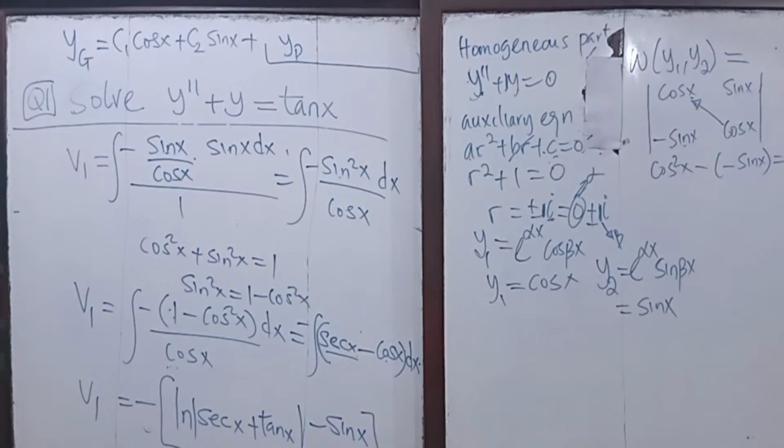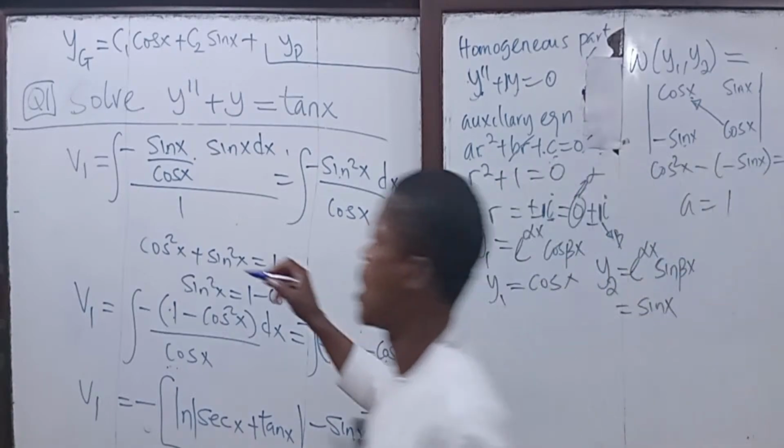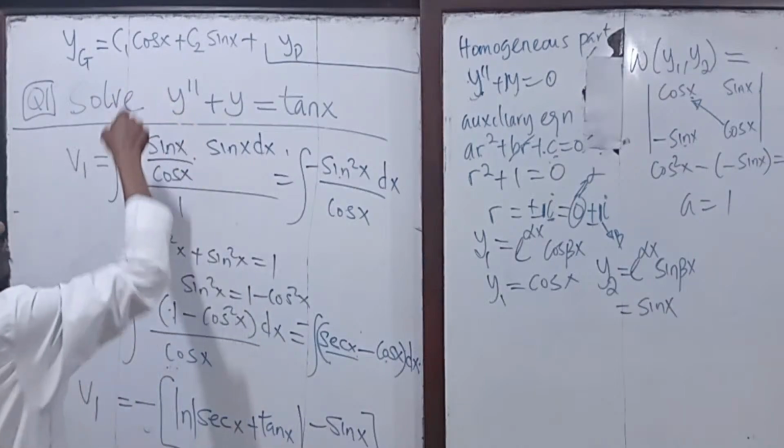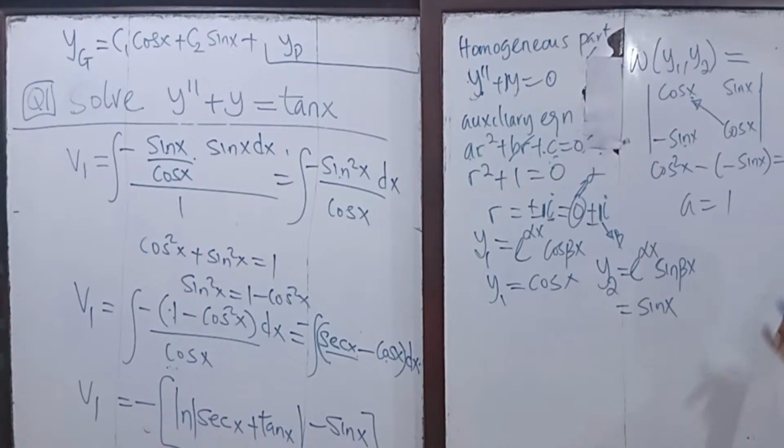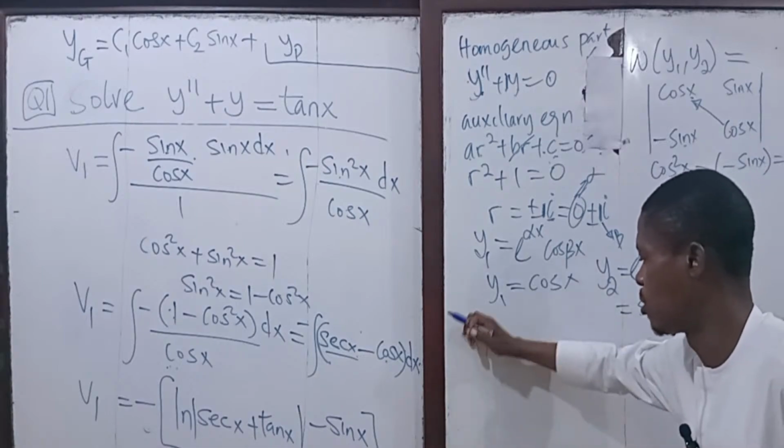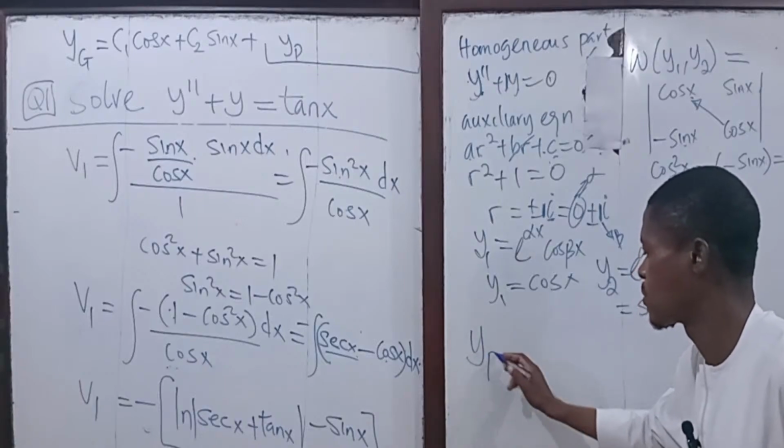Okay. So the Wronskian is 1, and your A is also 1. A is the coefficient of your second differential. Once you've gotten the Wronskian, you've gotten your y1, you've gotten your y2, then the particular solution has this formula.